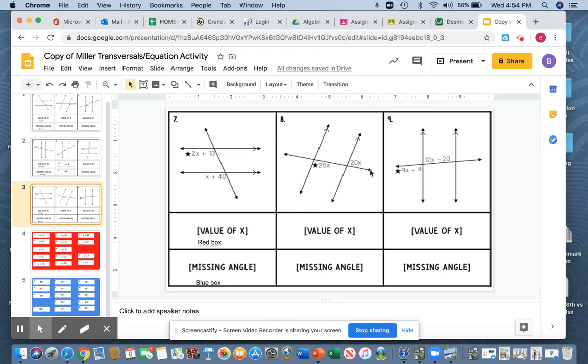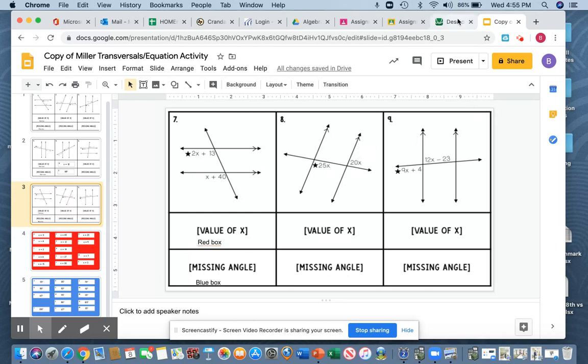And then number 8, we've got this angle and this angle. If you look, these are not congruent, because if we take this angle, the bottom left angle, then it's congruent to this bottom left angle. So these two are the same. So these two aren't going to be the same. They're not going to be congruent. But this plus this would equal a straight line, which is 180 degrees. So it's really 25x plus 20x equals 180.